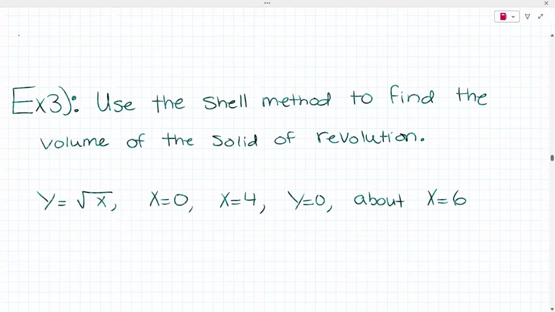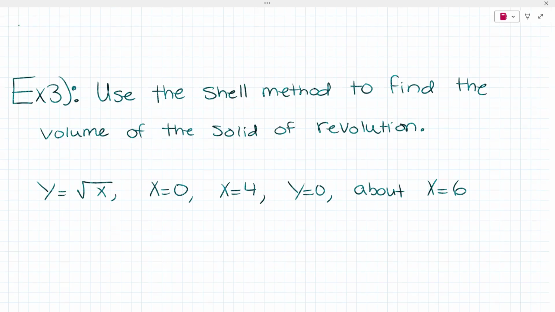Example 3 says use the shell method to find the volume of the solid of revolution. We have y equals square root of x and x equals 0, and then x equals 4, y equals 0, and then we're revolving about the line x equals 6. Okay, this is a little bit different. We're revolving it around x equals 6. So let's draw our image.